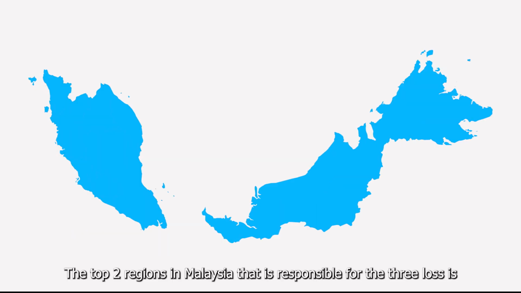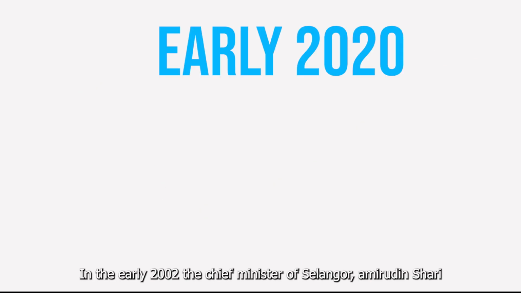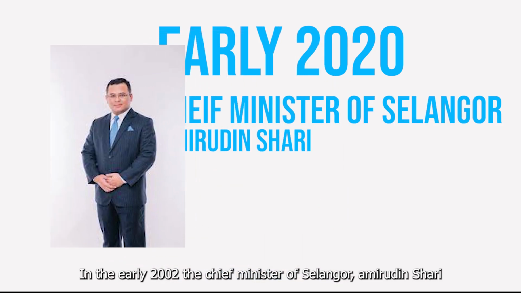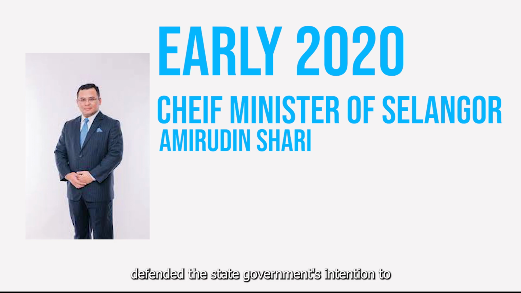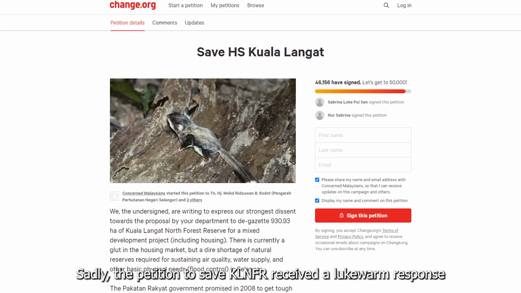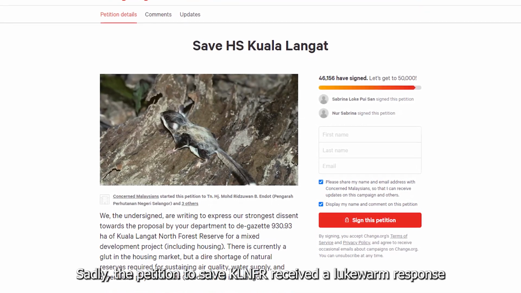The top two regions in Malaysia that is responsible for the tree loss is Sarawak in the east part and Pahang for the west part. In the early of 2020, the Chief Minister of Selangor, Amiruddin Shari, defended the state's government intentions to degazette the majority of Kuala Langat North Forest Reserve. Sadly, the petition to save KLNFR received a lukewarm response.